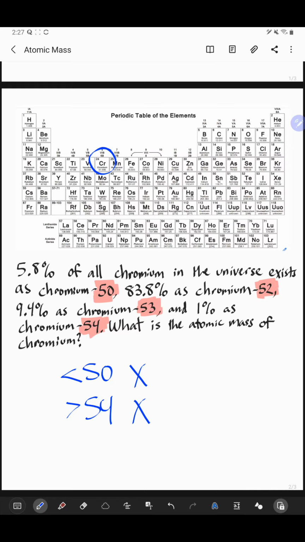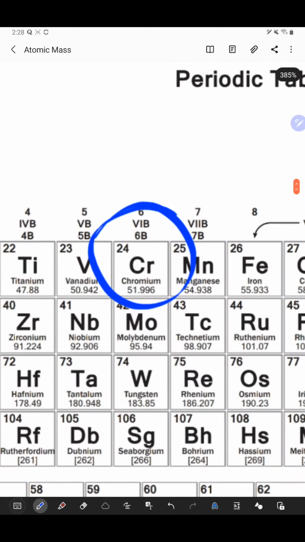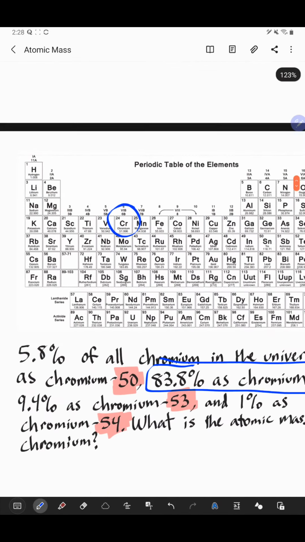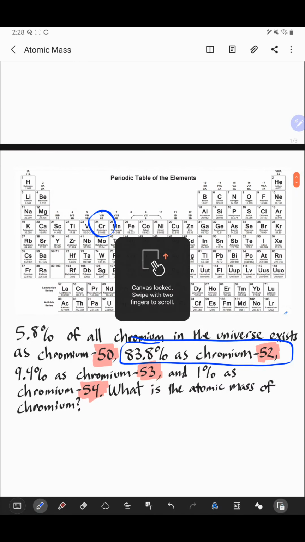And then furthermore, we could look at what the highest abundance is and say it's probably going to be closest to that number. The highest abundance is chromium 52, so it's probably going to be closest to 52. And if we check our answer, which we haven't even calculated yet, but remember the answer is given to us, it's 51.99. That's pretty close to 52, if you ask me. All right, back to solving it.